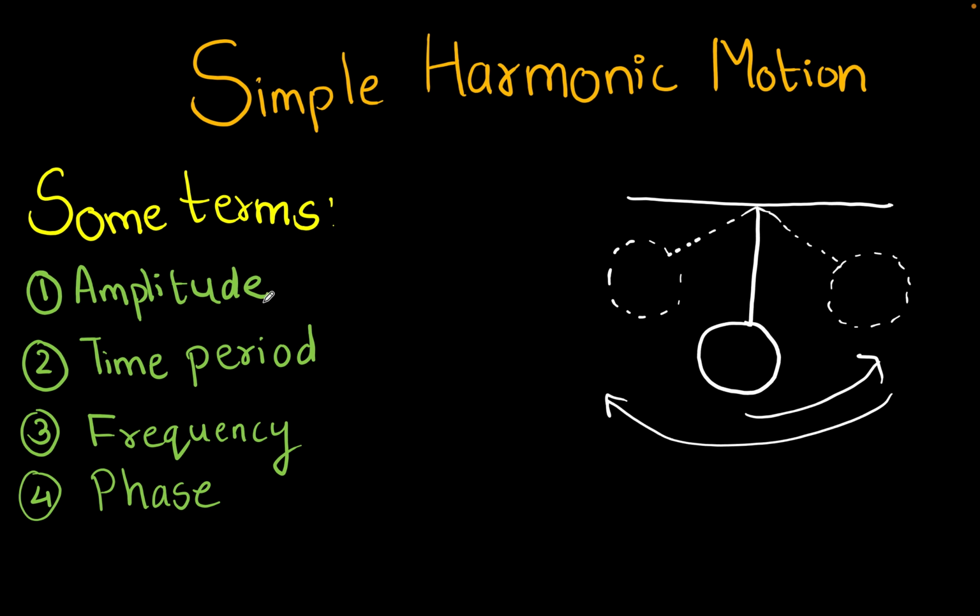So what is amplitude? Amplitude is the maximum distance that a simple pendulum travels from its mean position. For example, this is our mean position, and let's say that we pull this simple pendulum up till here, and if we let it go, then the maximum distance that it can travel is from here to here, up till here only. It won't go any further than this. So this is going to be our amplitude right here. Amplitude is generally denoted by A, so keep that in mind.